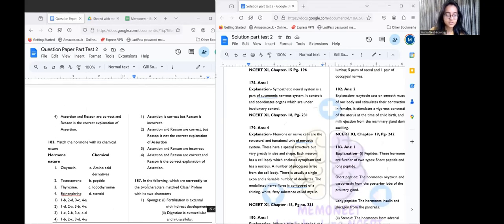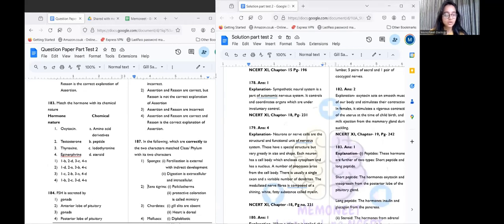Moving on to the next question, 183. So oxytocin, testosterone, thyroxine, epinephrine. We have to match the hormone with the type of hormone, that is its chemical nature. Okay. So for 183, the answer is 1, which is oxytocin is a peptide, testosterone is a steroid, thyroxine is iodothyronine, and epinephrine is an amino acid derivative.